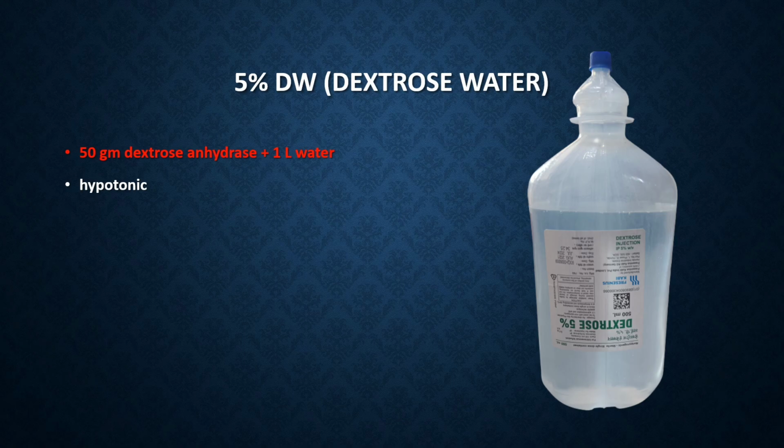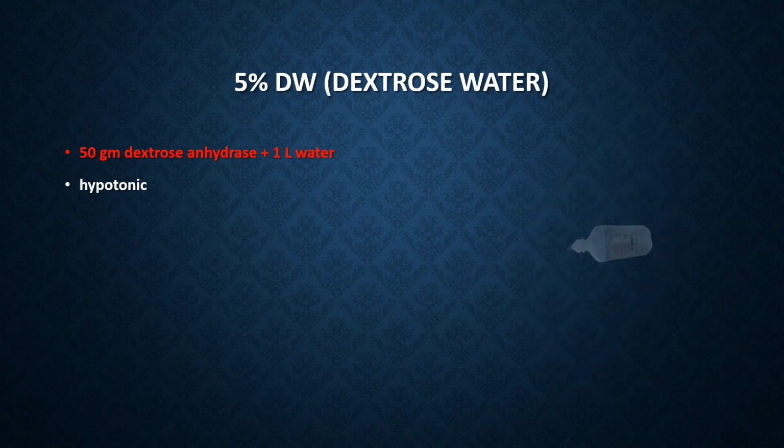The next is 5D, or 5% dextrose water. It contains 50 gram of dextrose anhydrous in 1 liter of water. The difference between DNS and 5D is that in 5D there is 50 gram of dextrose in 1 liter of water, and in DNS there is 50 gram of dextrose in 1 liter of NS. This fluid is hypotonic because dextrose doesn't contribute any osmolarity or tonicity.